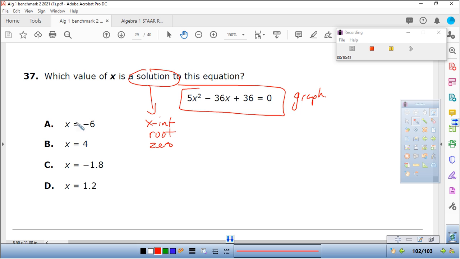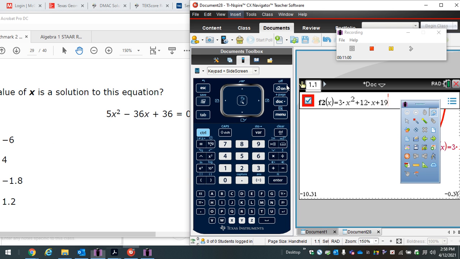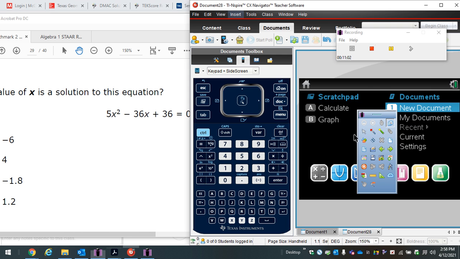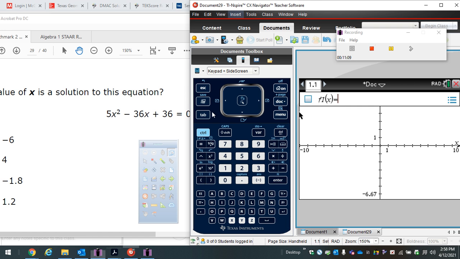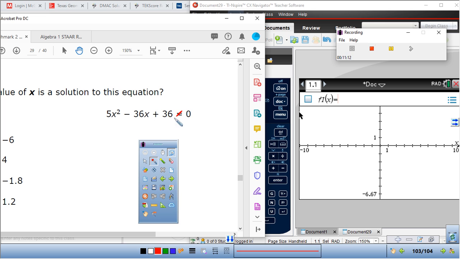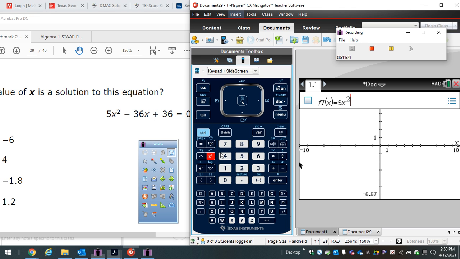Graph it, and then it's basically saying that there are going to be 2 x-intercepts. And which one is going to be, that's it. So we're going to see which one is that. So I want to go out here, go here, new document. Do I want to save this old stuff? No. Graphs. I do want to point out, you did not put this equals 0 stuff. You just type this in there like that. So I'm going to go 5x squared minus 36x plus 36. Graph it.